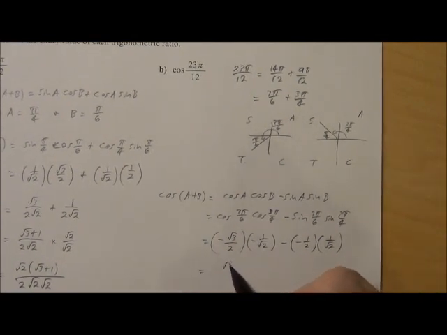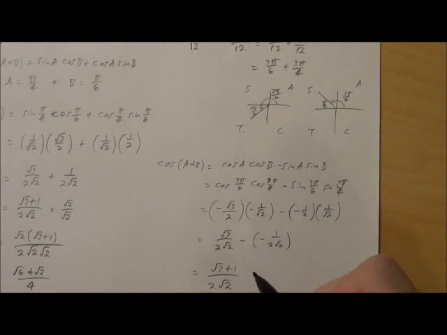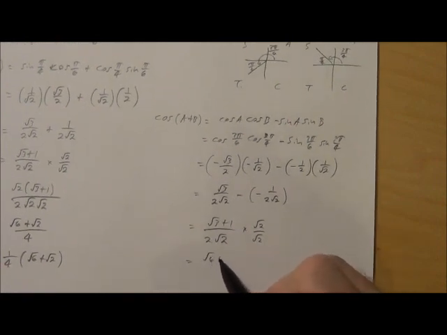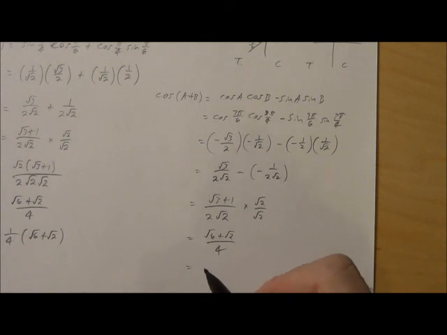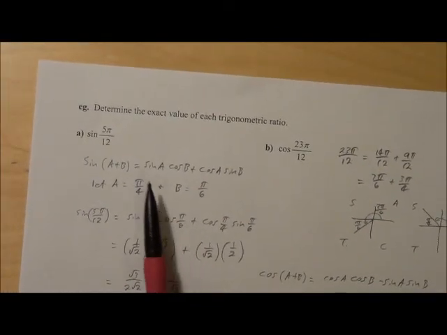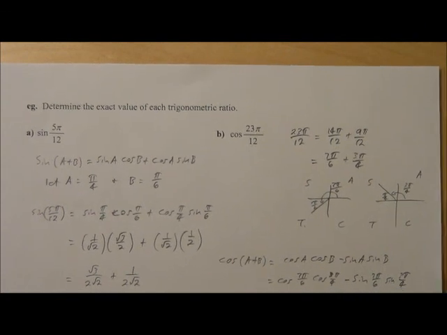Then we just multiply these together, so we got root 3 over 2 root 2 minus, we multiply those, we got negative 1 over 2 root 2, which gives us root 3 plus 1 over 2 root 2. Again, if we like to rationalize this, multiply top and bottom by root 2. So we get root 6 plus root 2 all over 4, which can be seen as 1 over 4 root 6 plus root 2. Isn't that interesting? These two answers happen to be the same, where we're looking for the sine of 5 pi by 12 and the cosine of 23 pi by 12. Interesting.